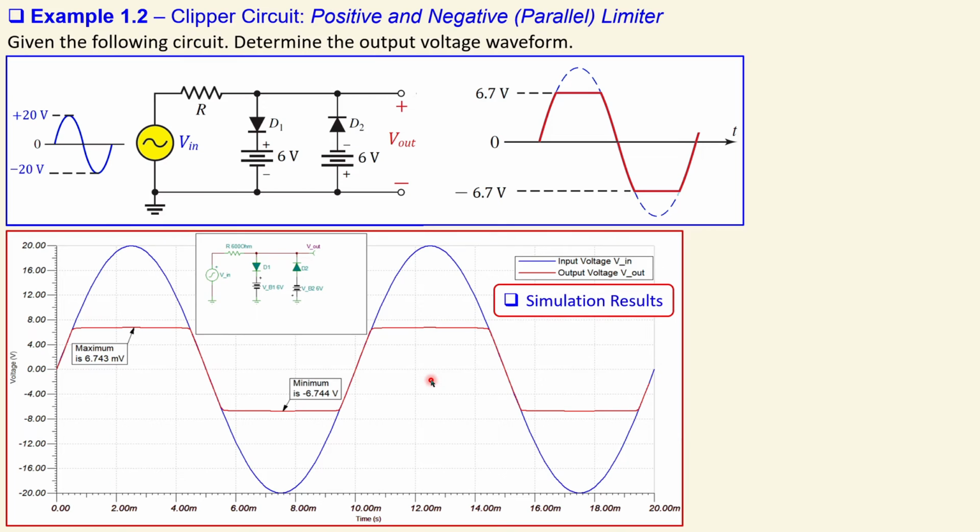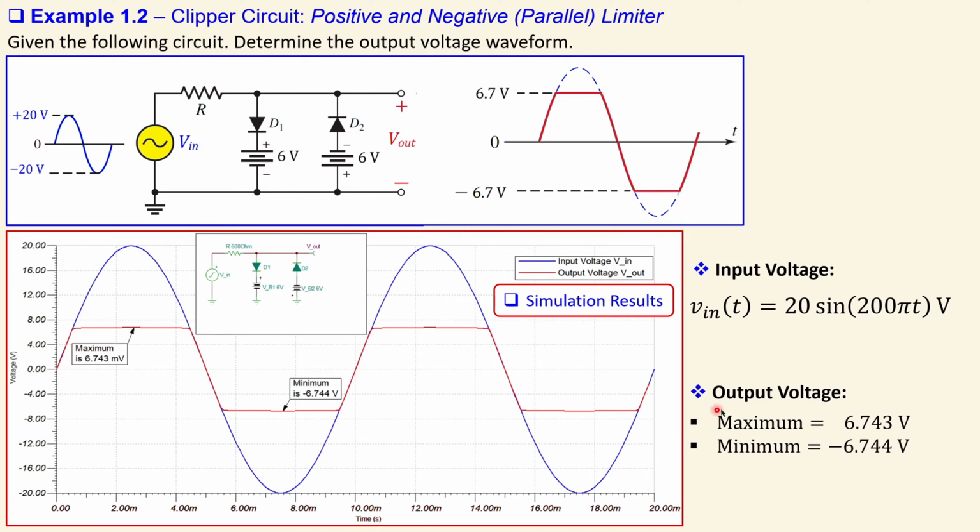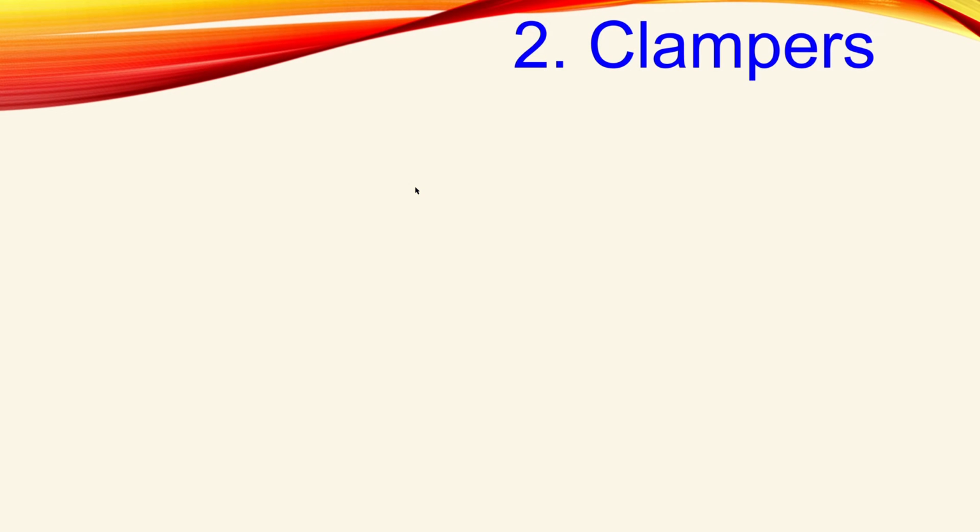Okay, now we see the following. These are the simulation results. The input voltage is this 20 volts with the 100 Hertz frequency. And the output has the maximum and minimum values, which do very well confirm our expectation from the waveform of the output. Okay, this is for the clipping.